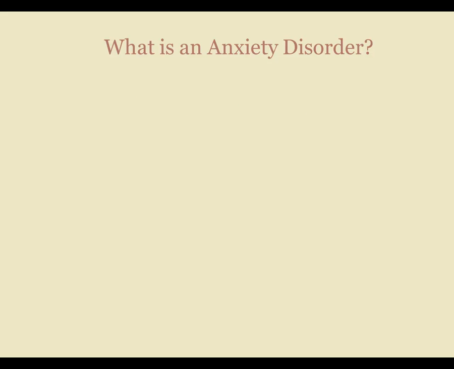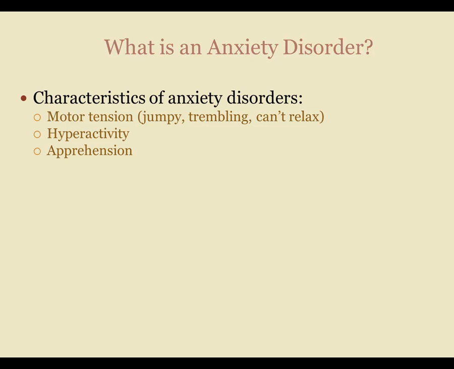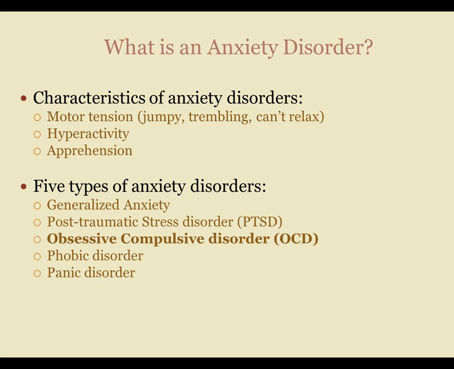So let's talk about what exactly is an anxiety disorder. Some characteristics of these anxiety disorders: motor tension, being jumpy, visibly trembling, inability to relax or calm down. Sometimes these anxiety disorders are represented in hyperactivity or excessive movement. That fits also with being jumpy. Apprehension is more of an emotional state, whereas we can visually see motor tension and we can obviously experience hyperactivity. The apprehension piece tends to be less visible and is more internal. And this apprehension is that really important piece when we talk about distress. We're definitely going to see apprehension fit that D in our criteria for abnormality or dysfunction.